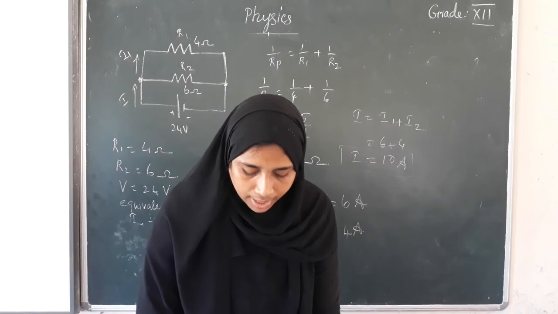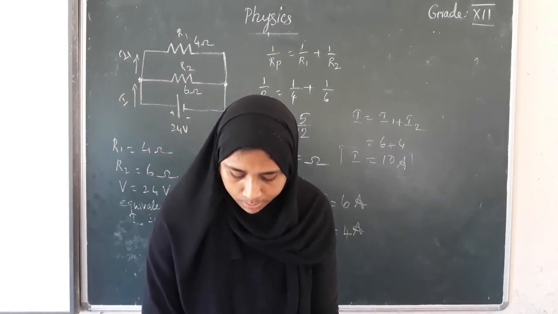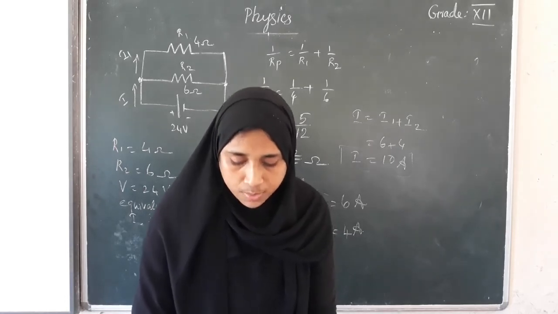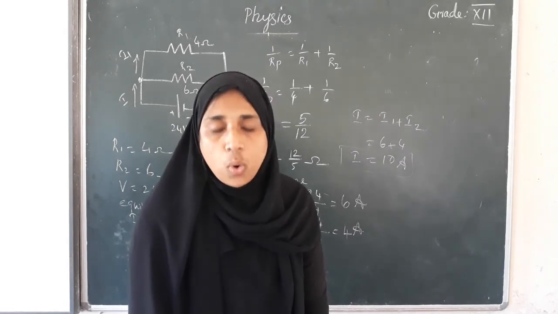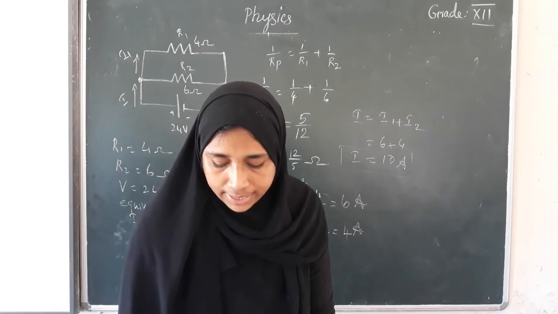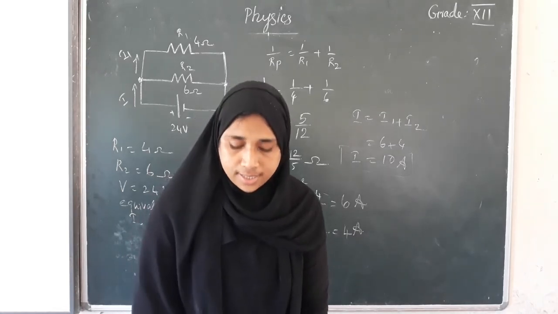Why is current a scalar? Distinguish between drift velocity and mobility. State the microscopic form of Ohm's law. State the macroscopic form of Ohm's law. What are ohmic and non-ohmic regions? Define electrical resistivity. These questions come under short answers.